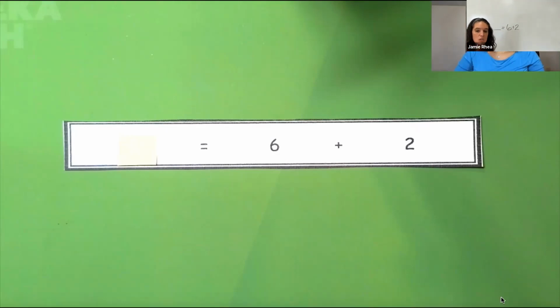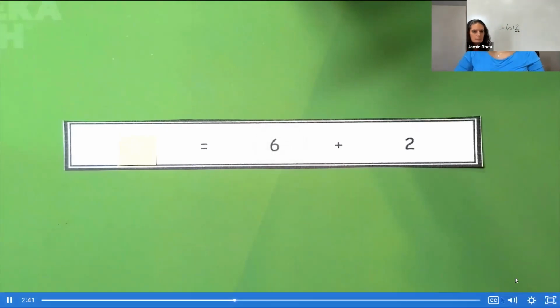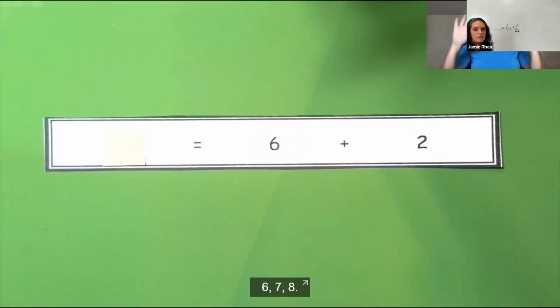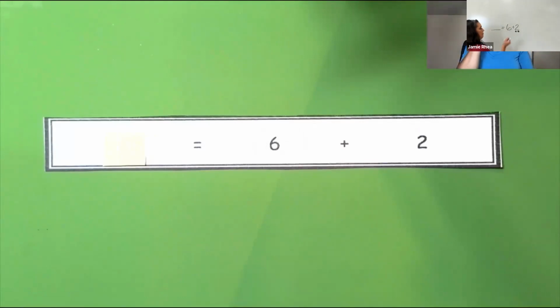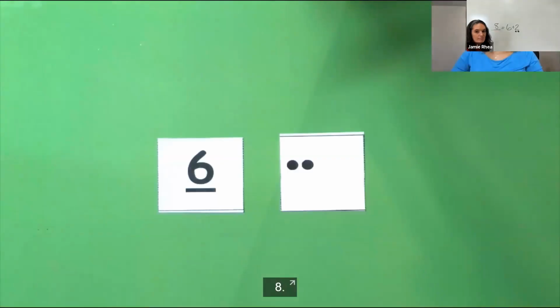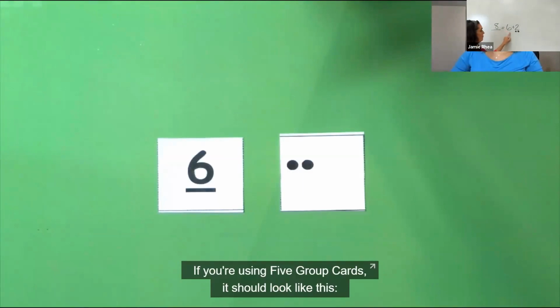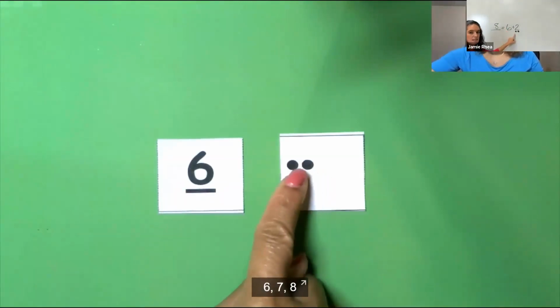Now, like she said, use your fingers or your 5 group cards. Miss Ray, I don't have 5 group cards. That's okay. Because what you're gonna do is you're gonna take your number and you're gonna draw your dots. Okay, so either count on with your fingers or count on using your dots. All right. 6, 7, 8. So what is our total? 8. If you're using 5 group cards, it should look like this. 6, 7, 8.